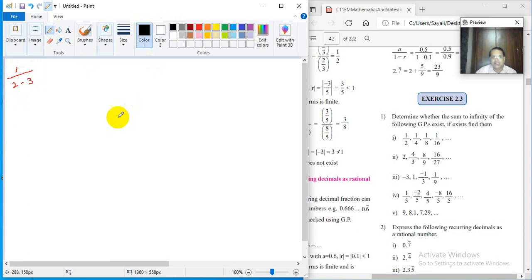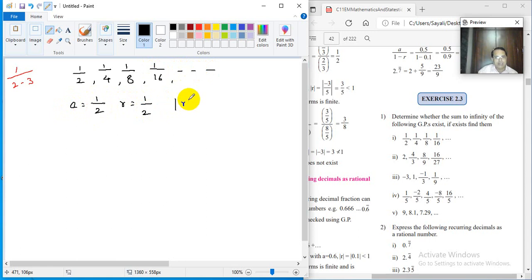बघा आता काय आहे, पहिली GP बघा 1/2, second term is 1/4, third term is 1/8, like this. Then you have 1/16 and so on. Now when you take this GP here, you can see that A is 1/2 आणि R जे आहे common ratio, it is also 1/2.